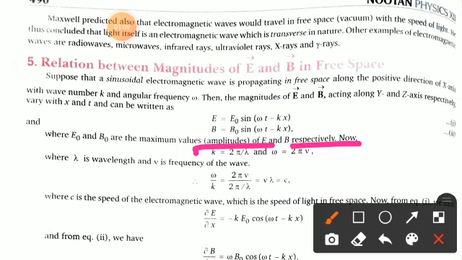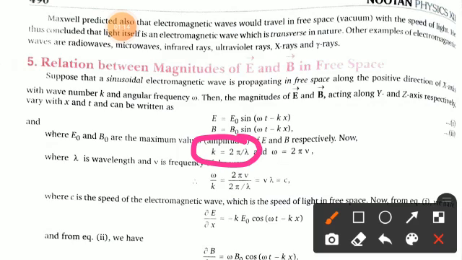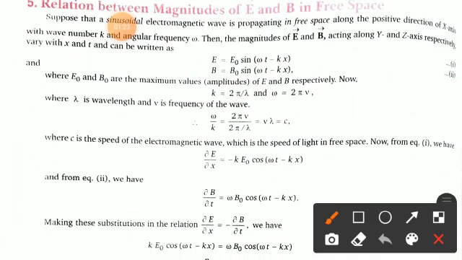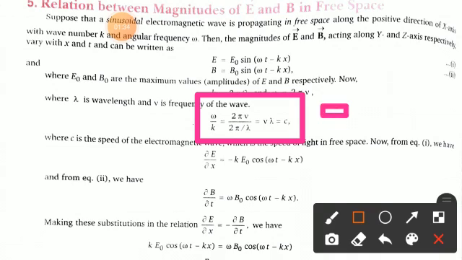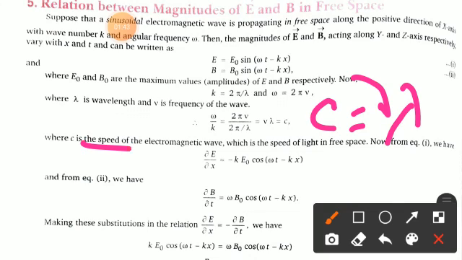Now k is the wave number, so we can write k equals 2 pi by lambda, and omega is the angular frequency, so we can write it 2 pi nu, where nu is the frequency and lambda is the wavelength. So if we divide angular frequency with the wave number, we get the speed of light, which is nu lambda, equals c. You have read this, c equals nu times lambda. Clear? Where c is the speed of light of the electromagnetic waves, which is the speed of light in free space. Now this is equation 1 and this one is equation 2.